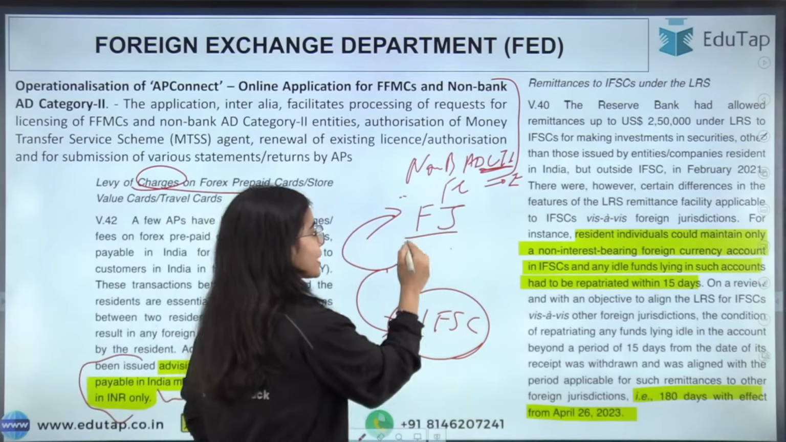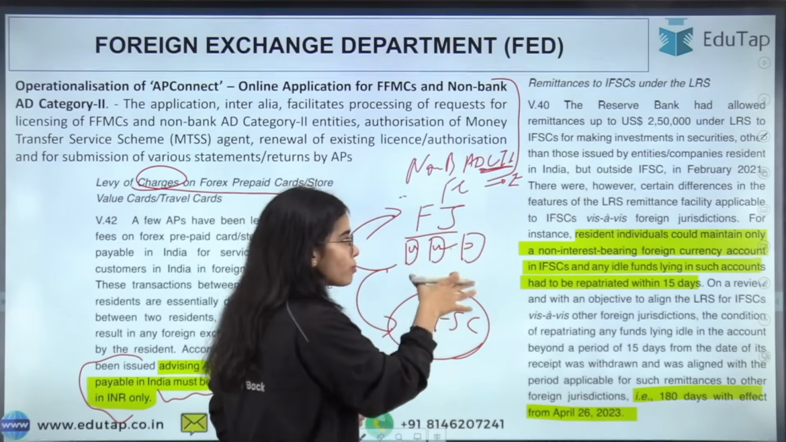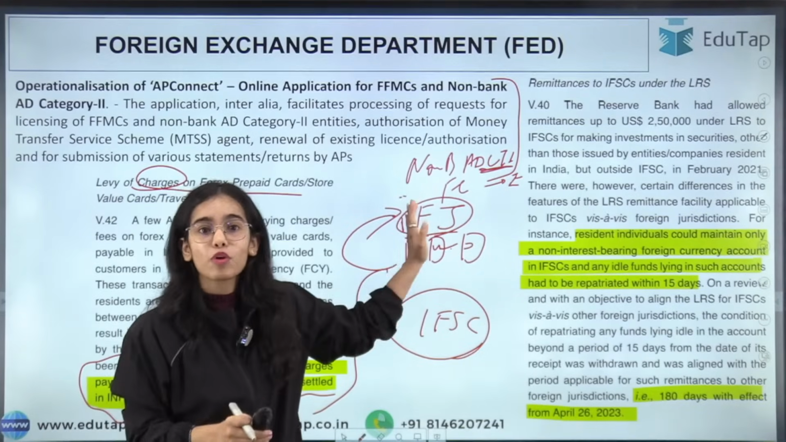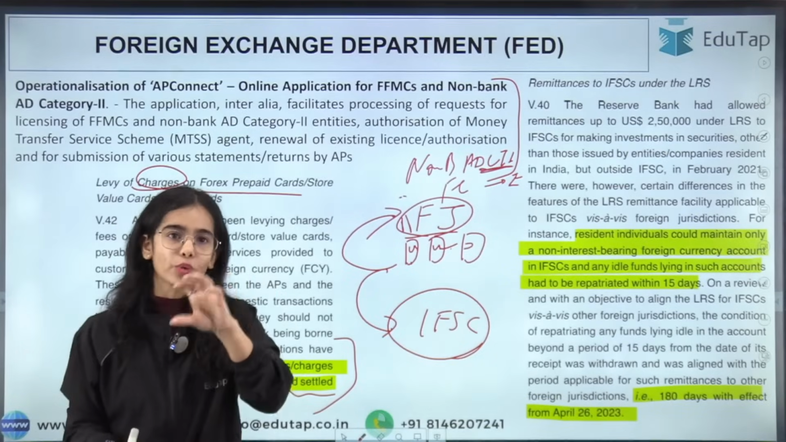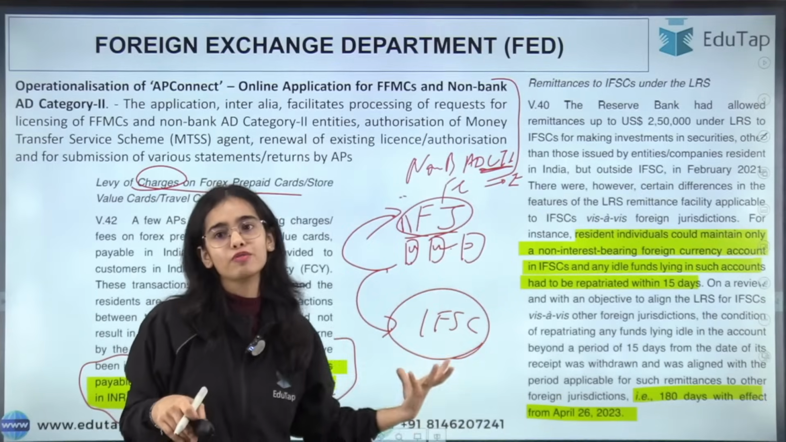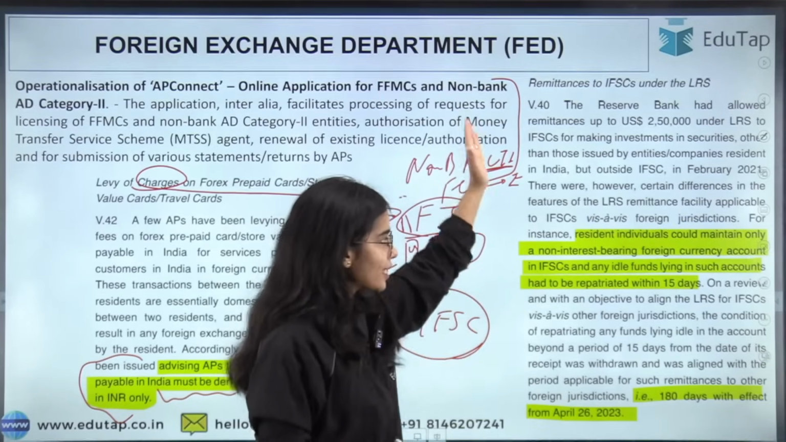Okay, so if you are sending money to the US, the UK, Japan, the norms under the liberalized remittance scheme were different for these foreign jurisdictions, and the norms were different in IFSC. So the RBI said that okay, we are making the norm the same because the IFSC is also considered a foreign jurisdiction for the transactions. Okay, so this is the whole idea that is being provided to you.